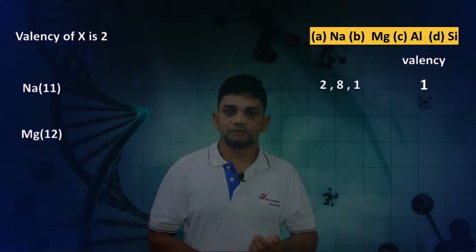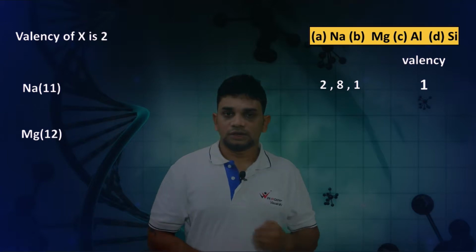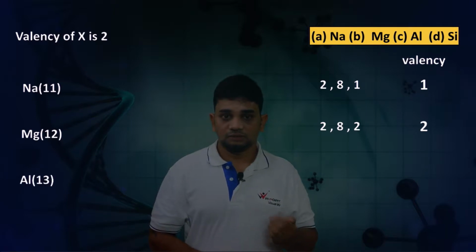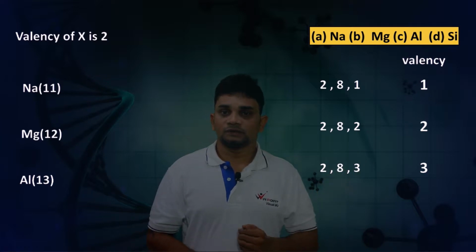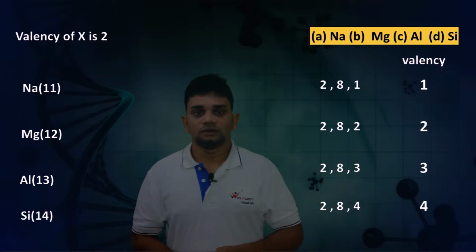Next one, magnesium. What is the atomic number? 12. 12 is the atomic number. The electronic configuration is 2, 8, 2. The valency is 2. Next element, aluminium, 13. Configuration is 2, 8, 3. The valency is 3. Silicon, 14. 2, 8, 4. The valency is 4.